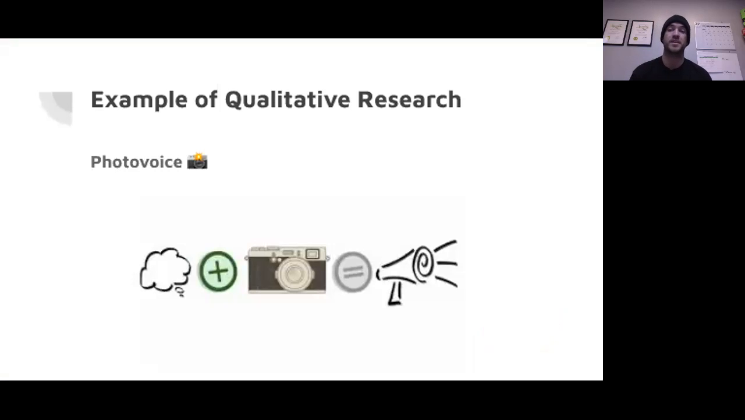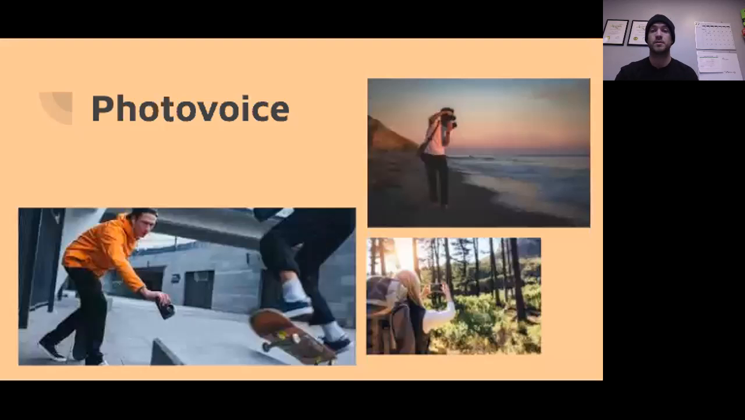I will start by giving an example of qualitative research. Photo Voice is a qualitative design that provides participants with cameras to take pictures of what they feel is meaningful to them. As you can see in this picture, thoughts plus pictures equal a strong voice.